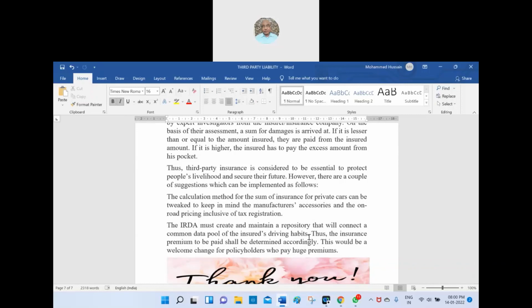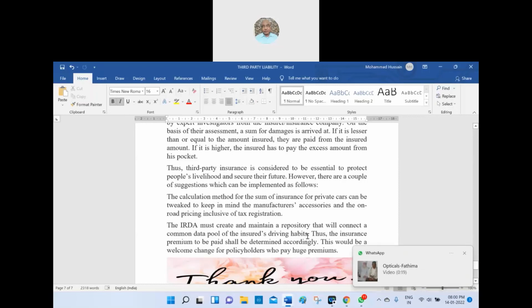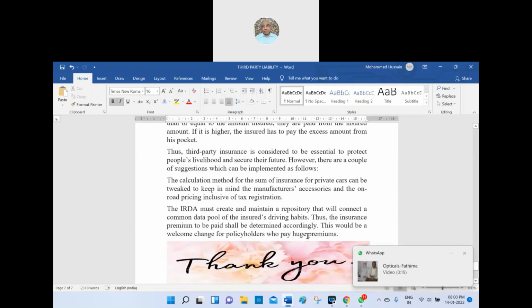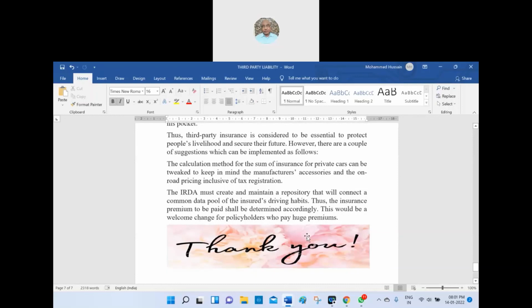So, it is mandatory for every vehicle put on the road to have third party insurance. However, there are a couple of suggestions which can be implemented. Number one, the calculation method for the sum of the insurance for a private car can be tweaked to keep in mind the manufacturer's accessories and the on-road price, including tax and registration. Of course, there are guidelines from the IRDA also, the Insurance Regulatory and Development Authority of India.